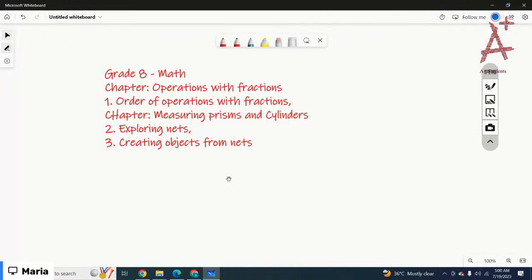We are here for grade 8 math. So we are following the book Maths Makes Sense grade 8. You can find all the lessons in the book.